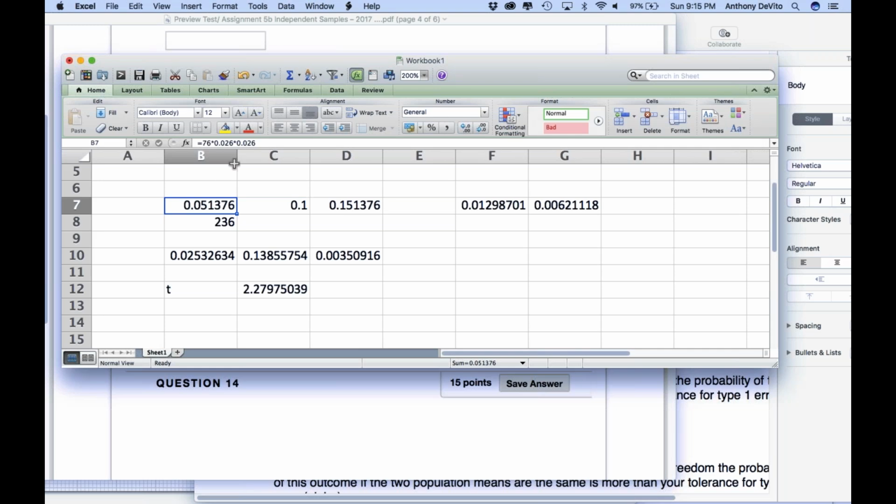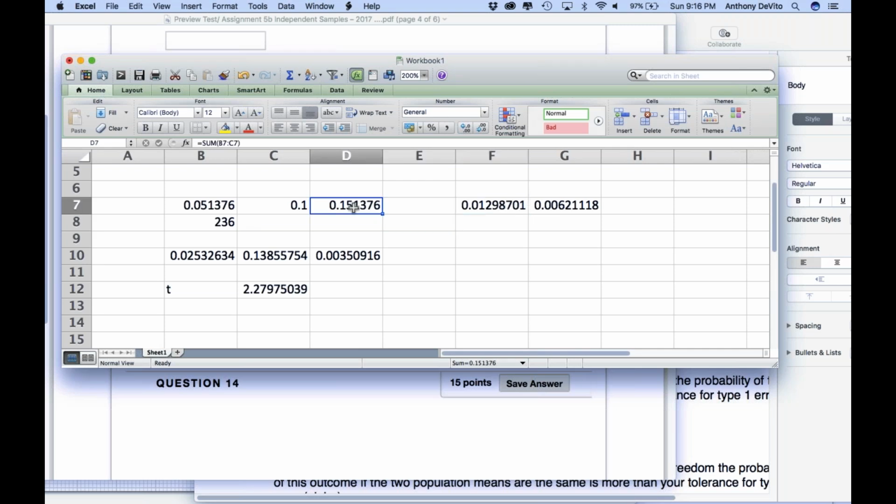All right, let me take another look at this. 76 times this squared, plus 160 times 0.025 times 0.0 is this. Add the two of them together, I get that. So I want that divided by 236. Hang on a second here. There is the top of my formula. There's the bottom.